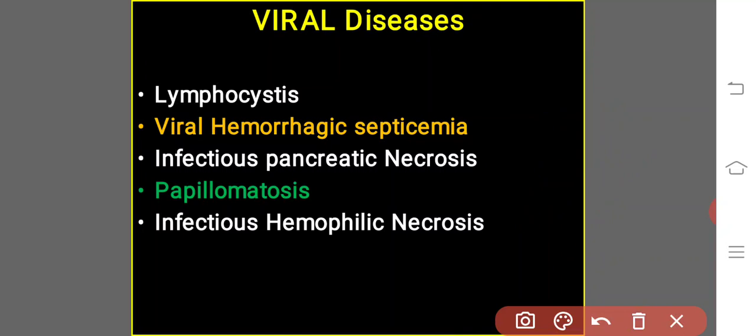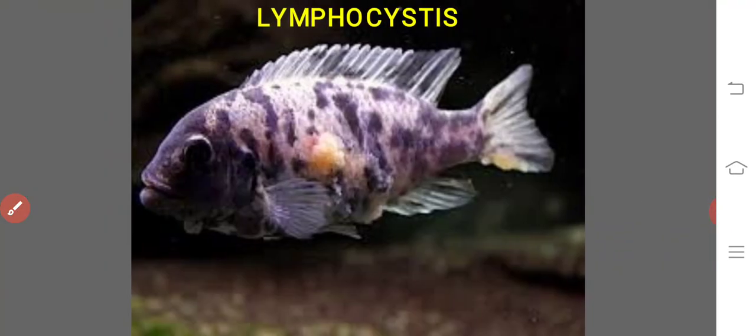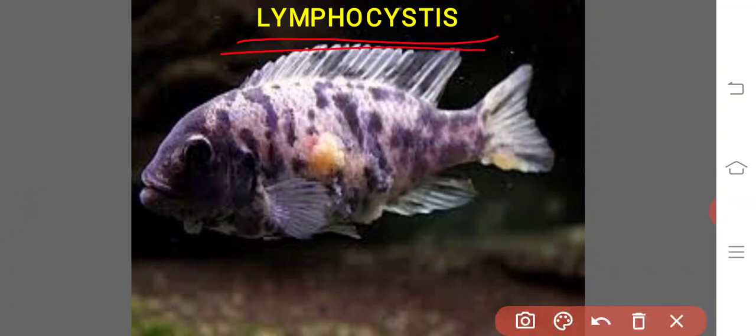Now see the viral diseases which are causing different kinds of abnormalities in the fishes, like the lymphocystis, viral hemorrhagic septicemia, infectious pancreatic necrosis, papillomatosis, and infectious hemophilic necrosis. Let us see one by one. So this is the fish which is susceptible to lymphocystis. Generally, marine fish, freshwater fish, and aquarium fishes are susceptible to this disease.